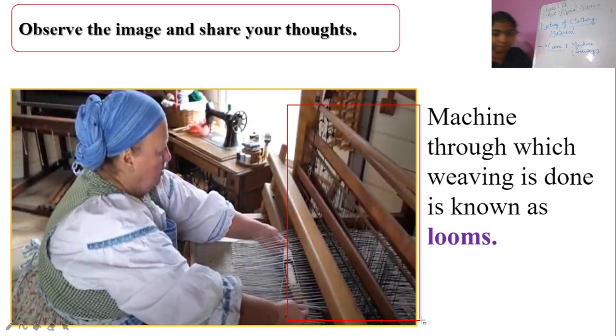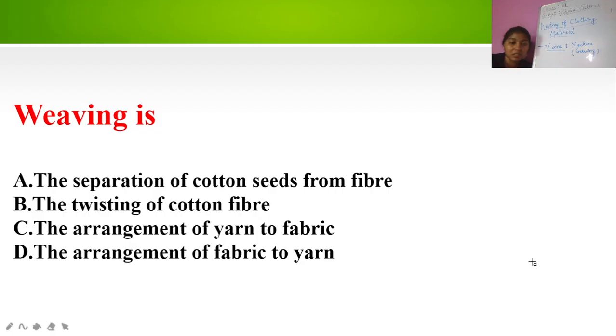Now students, one more question. Read the statement, then go with your answer. Weaving is dash. Four options: the separation of cotton seeds from fiber, the twisting of cotton fiber, the arrangement of yarn to fabric, or the arrangement of fabric to yarn. So students, make sure you read it properly and then give the answer in the comment box.